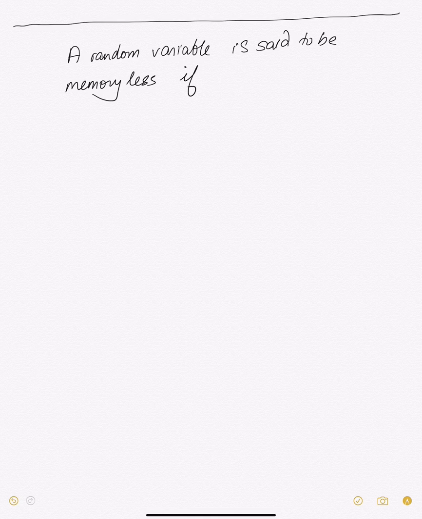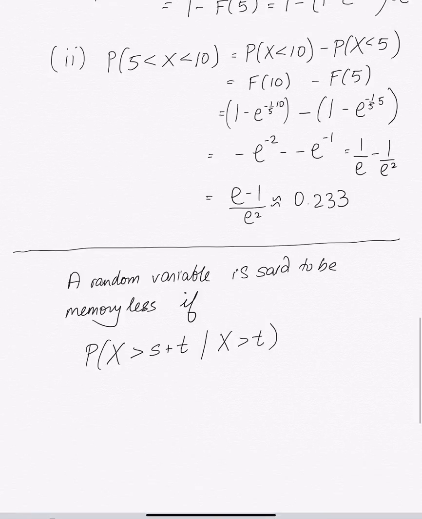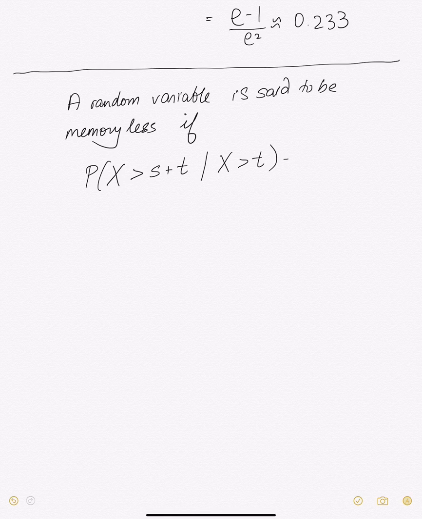A random variable is said to be memoryless if the probability that the random variable is bigger than s plus t, given that the random variable is bigger than t, is the same as if you started at time 0 and you wanted the random variable to be bigger than s. So this is just the same as the probability that x is bigger than s. And of course you want s and t to be non-negative. Okay, so this is what you mean by a random variable being memoryless.